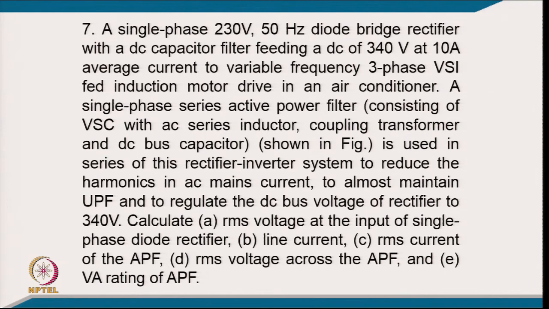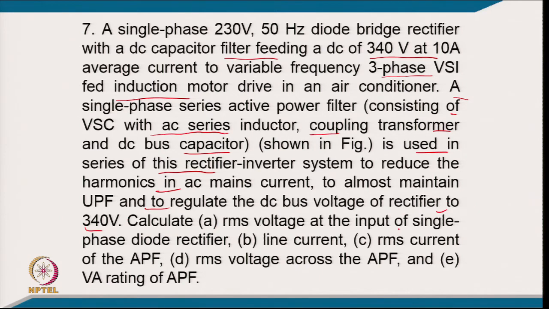Coming to numerical example 7: a single phase 230 volt 50 hertz diode bridge rectifier with a DC bus capacitive filter feeds a DC of 340 volt and 10 ampere average current to a variable frequency 3 phase voltage source fed induction motor drive in an air conditioner. A single phase series active filter consisting of a voltage source converter with series inductor, coupling transformer, and DC bus capacitor is used in series with the rectifier inverter system to reduce the harmonics in the AC mains current, to almost maintain a unity power factor, and to regulate the DC bus voltage of the rectifier to 340 volt.